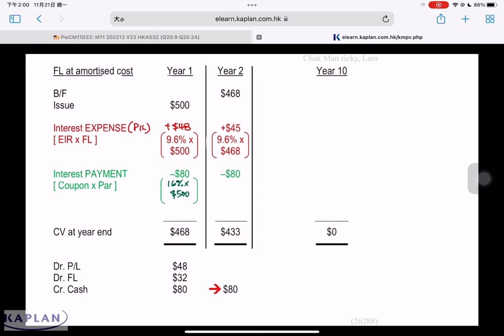Second year, we still pay $80. We're only paying for interest of 45. But interest should be lower as compared to last year because the loan becomes smaller. Of the $80, partly you're paying for interest, which is 45. Partly you're paying for the loan, 35. That's all for Part A.